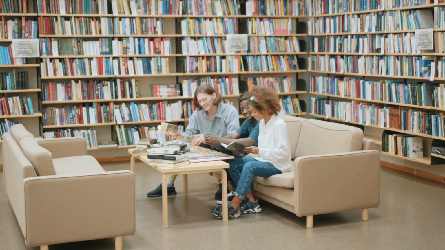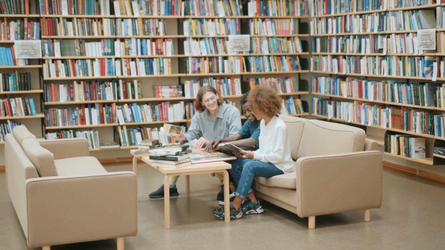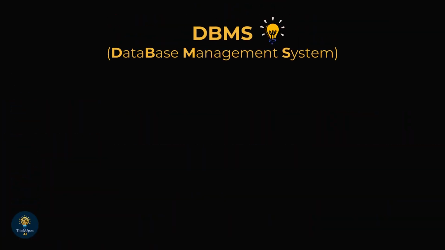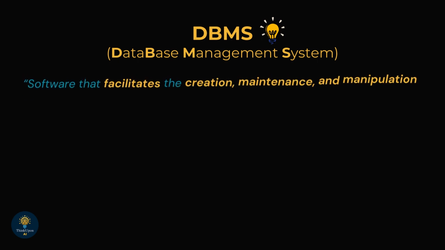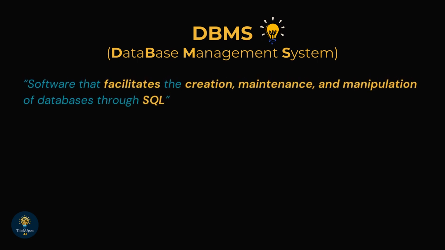Now I hope you got some basic intuition behind it, so let us get back to our theory part. According to the definition, a database management system is a software that facilitates the creation, maintenance, and manipulation of databases through SQL. And these systems can be used for both relational and non-relational databases.